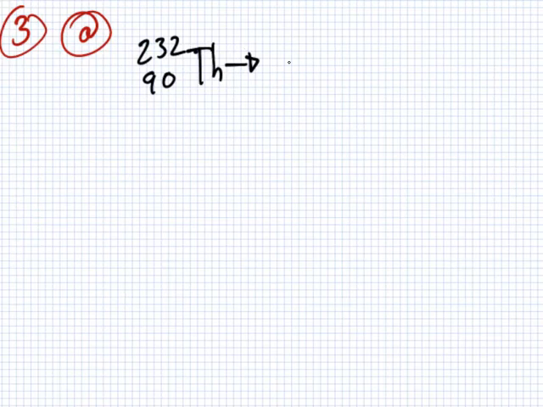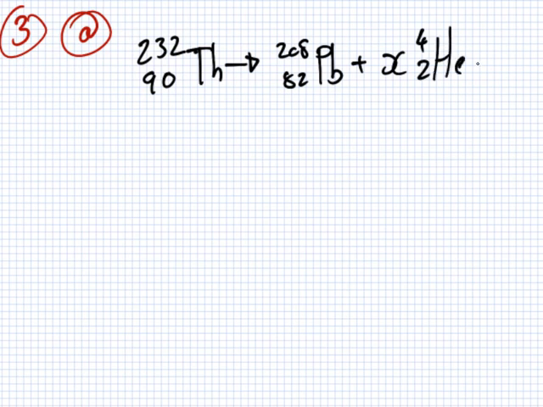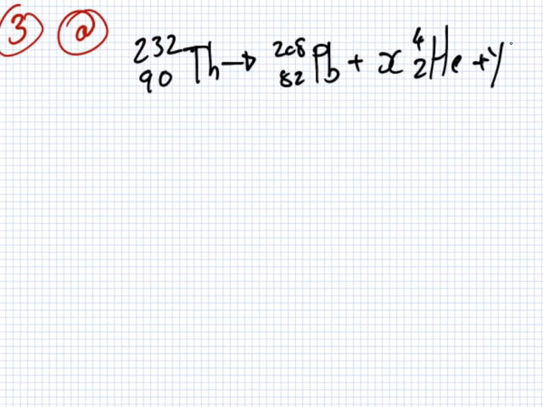I'll get you started on it. What is it? 232 or? Yeah. What, and underneath? 90. And the letter? No, I don't know. Oh, yeah, okay, yeah. It's Th. And that becomes 208.82. Yeah, lead. Plus some amount of alpha particles. Plus some amount of beta particles. So you can form two equations. 232 equals 208 plus 4x plus 0y. 90 equals 82 plus 2x minus y, 1y.